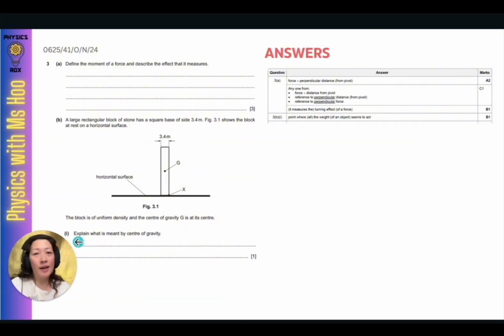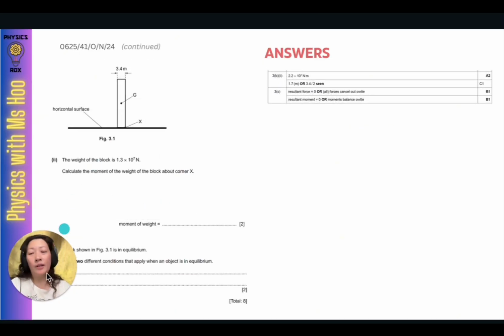Earlier, I did mention that explain means you need to go into detail about this concept. But here's the thing. The question says, what is meant by center of gravity? The moment you see the term meant by, this means that they're asking you for the definition. So regardless of whatever word they use here, in this case, meant by takes precedence. That means you need to give the definition of center of gravity. That's why in the mark scheme you can see here, this is the definition of center of gravity, the point where all of the weight of an object seems to act. So that's what I mean when I say you have to read the question carefully.